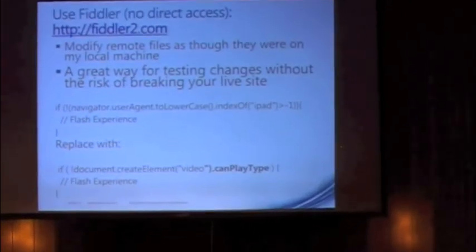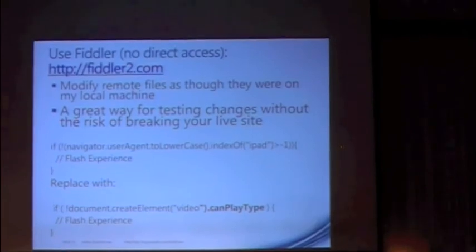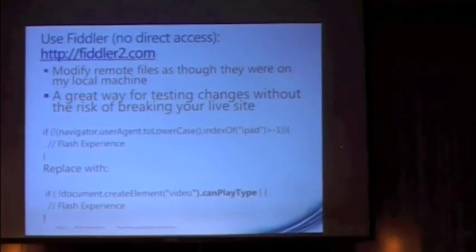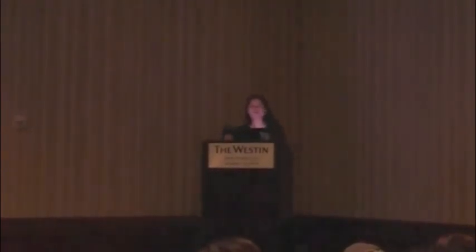But then you probably wonder, it's a live site. We don't have access. How do we do some kind of experiment to make sure I can change it? The one I use is Fiddler 2. I use Fiddler, with which I modify the remote files as they are running on your local machine. And then you could apply the change onto the site to see what's going on. Okay, and again, one more time, I'm replacing this iPad version with this canPlayType HTML5 video version.